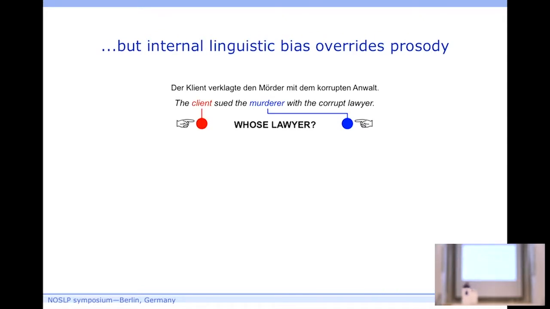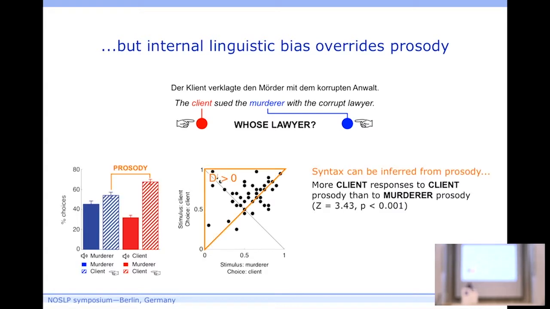But when we actually ask people, after presenting them 150 or so sentences of this type, who actually had the lawyer, and we present them the same sentence with both of these prosodic variants, we find that they can clearly dissociate the two prosodic variants of the sentence. And you can see this from the fact that there are more client responses to client prosody sentences. So the dashed red bar is higher than client responses to murderer prosody sentences, right? And that's the dashed blue bar, and that's significant.